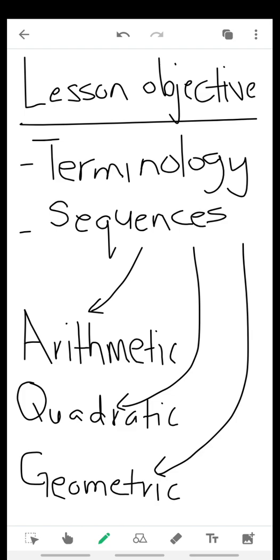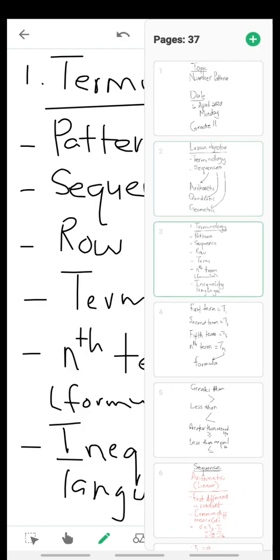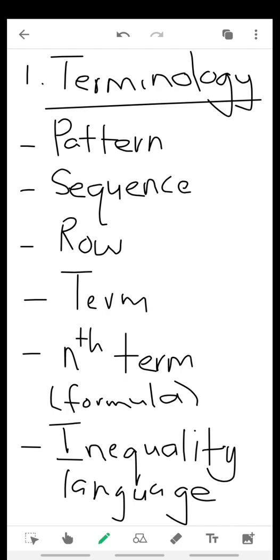At grade 11, we are not really going to cover geometric sequence. Although in grade 8 and 9 it is covered, for grade 11 it is not part of the assessment or exam, so we'll only be dealing with arithmetic sequence as well as the quadratic sequence. Let us start with our lesson, terminology.